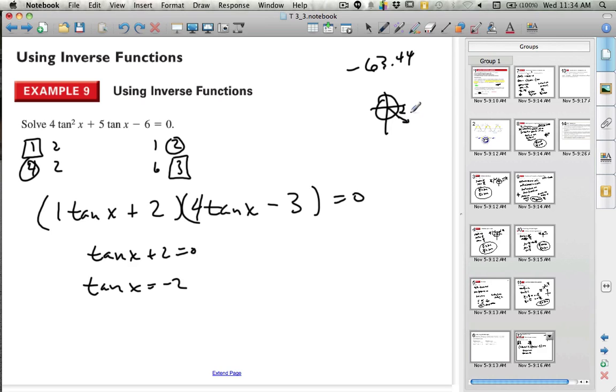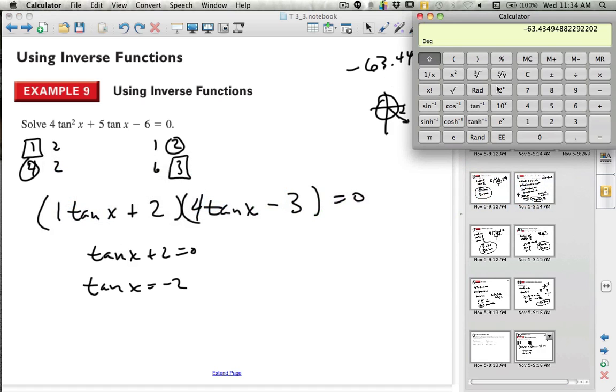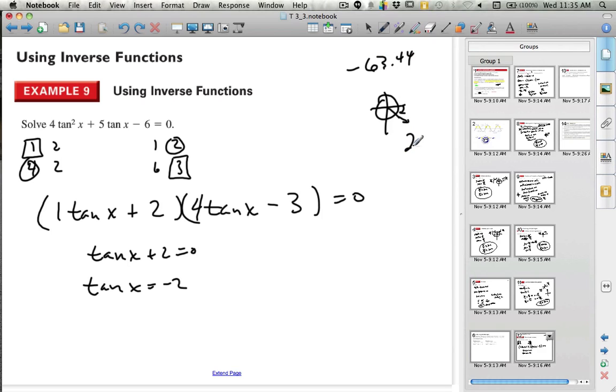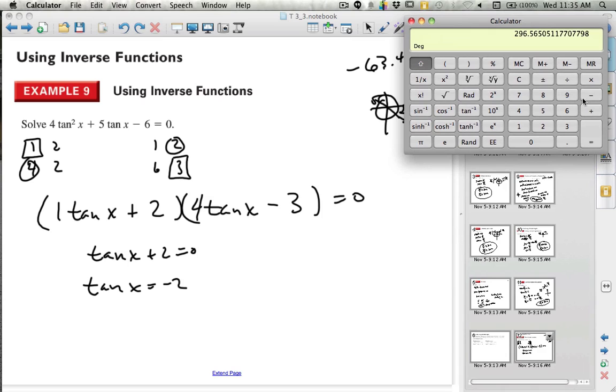So what's the angle here? That's going to be 360 minus that. So if I simply add 360 to that, I'll get 296.57. Now, with the tangents, it's also going to be the same on the other side of the circle. That will also have the same tangent. And let's just verify that. If I subtract 180, I'll get this other angle, 116.57.